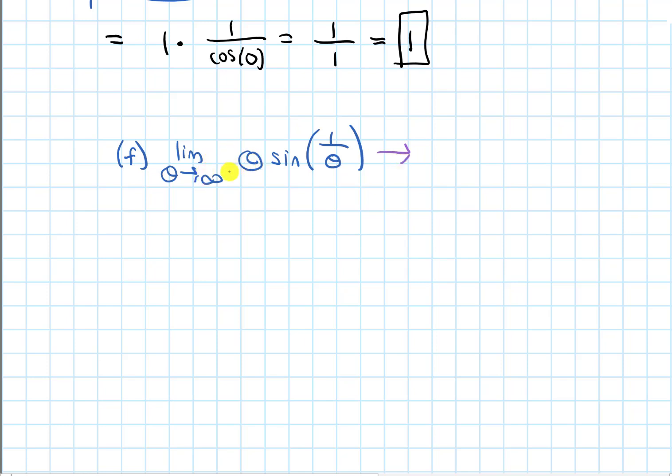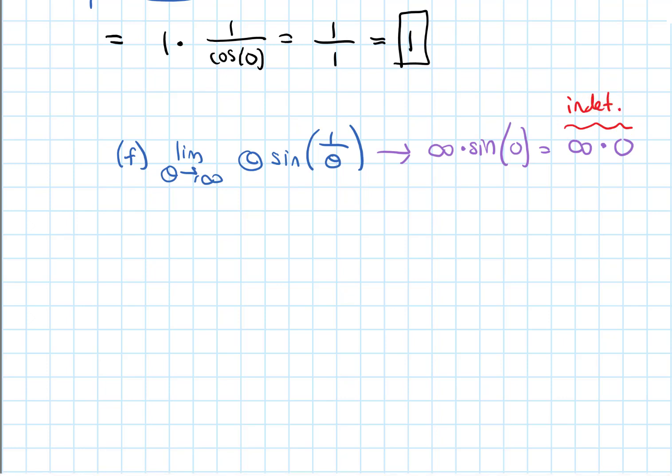If you plug in infinity, that's a key difference. Theta is not going to 0 anymore. It's going to infinity. We are going to get infinity times sine of, well, 1 over infinity is getting close to 0. So this is infinity times 0. And remember, this is an indeterminate form.